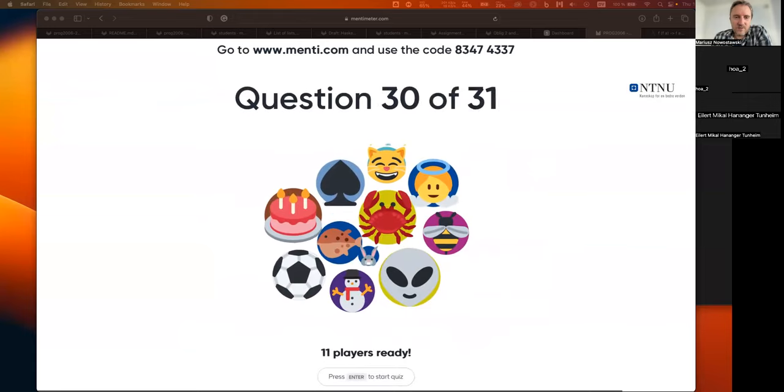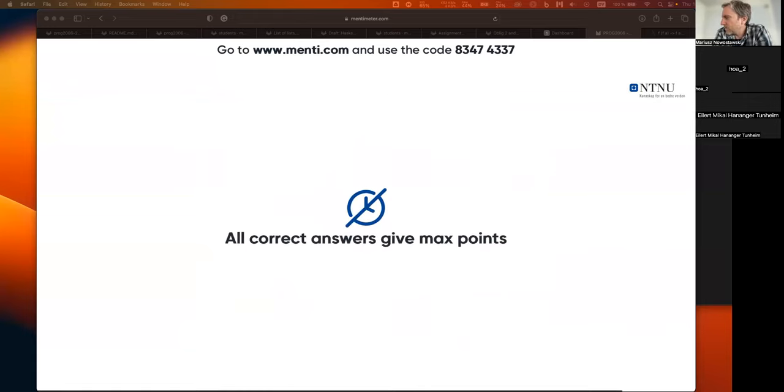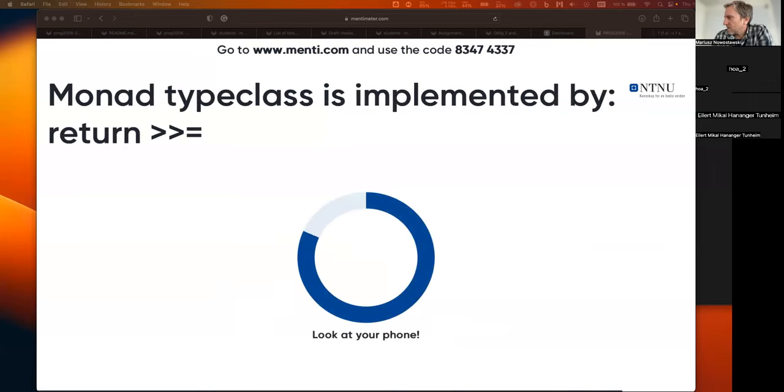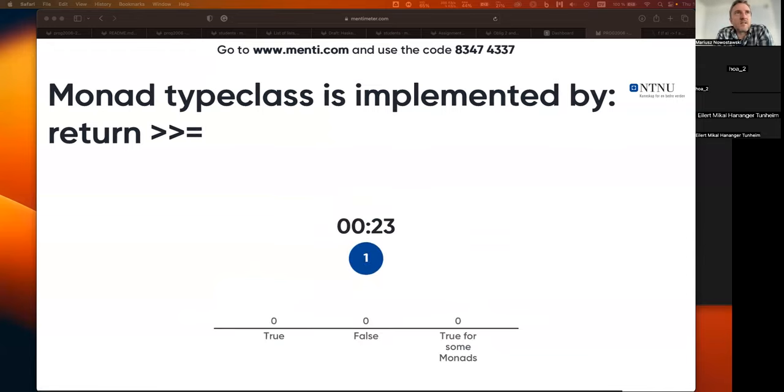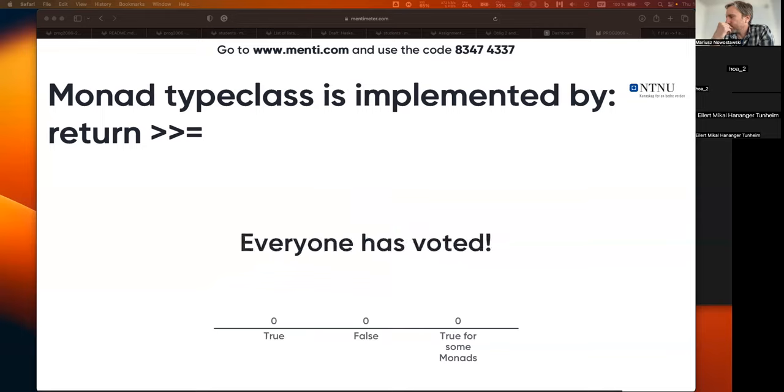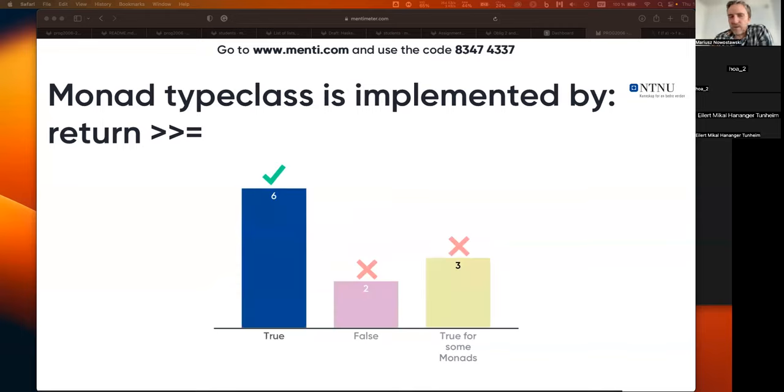All right, last final question. And we will know the winner. So is the monad type class implemented by return and bind in Haskell? So how do we implement monadic type classes for our types? By implementing return and bind? And the answer is, yes, it is true. We do implement return and bind for our monads.